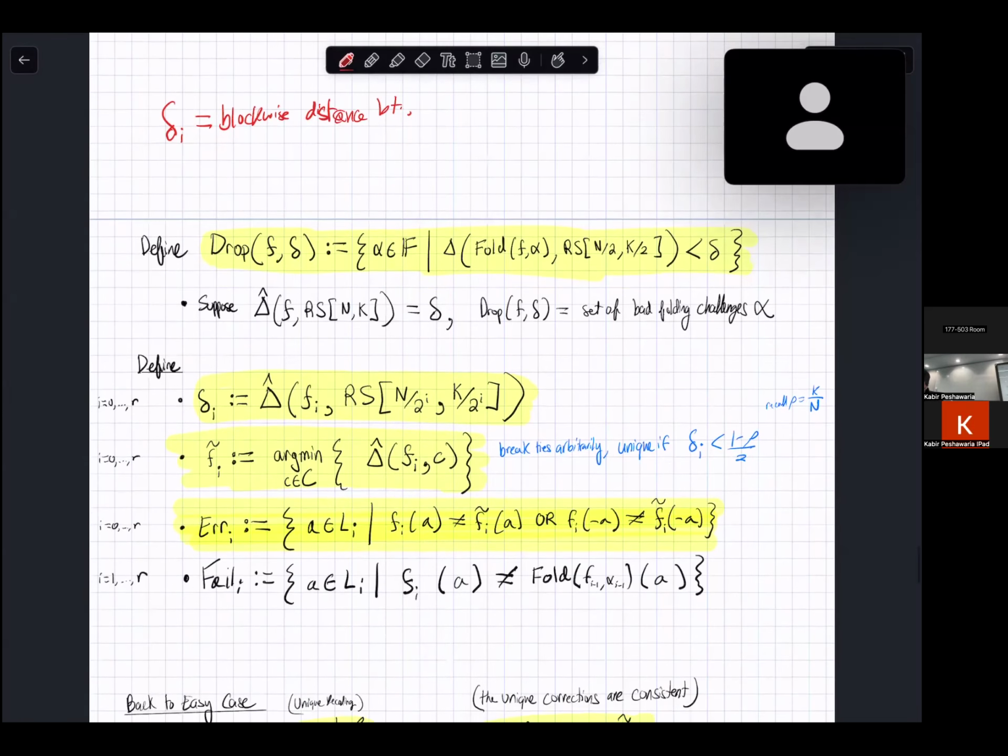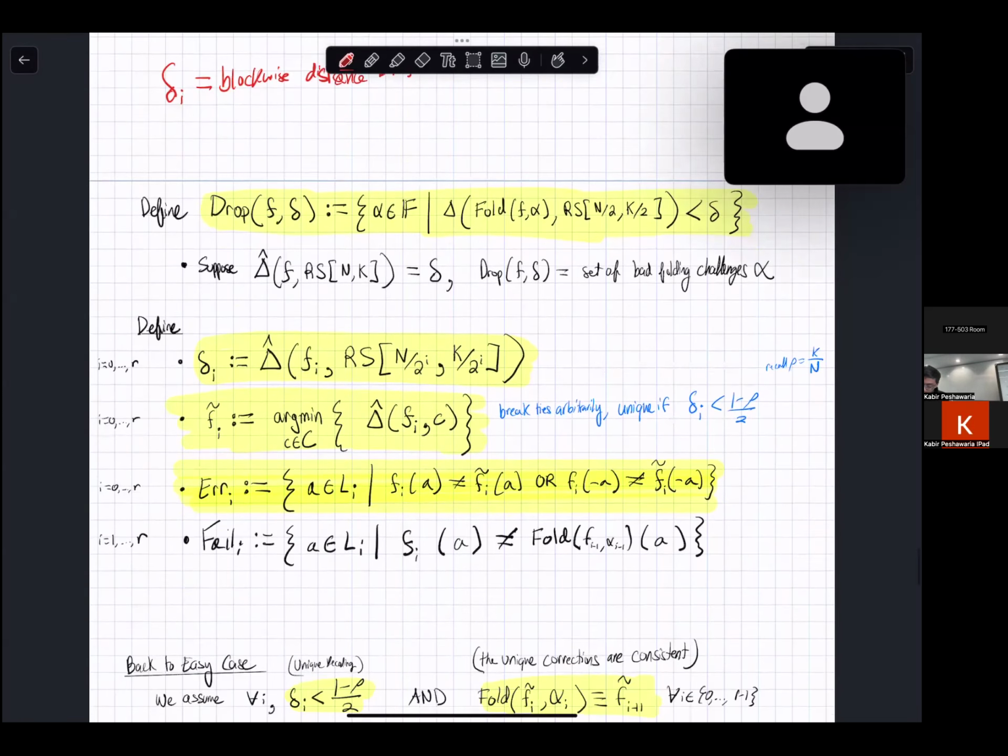And we can similarly define f twiddle of I to be the closest code word to Fi. So again, what is Fi here? There is some run of the protocol, right? There were some Fs that were used. Fi's are those Fs. Delta I's are the values for those Fs in terms of blockwise distance to the code. F twiddle of I's are the actual closest code words to those Fi's.